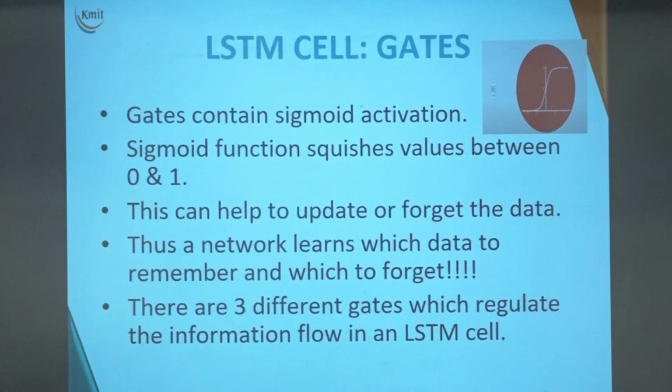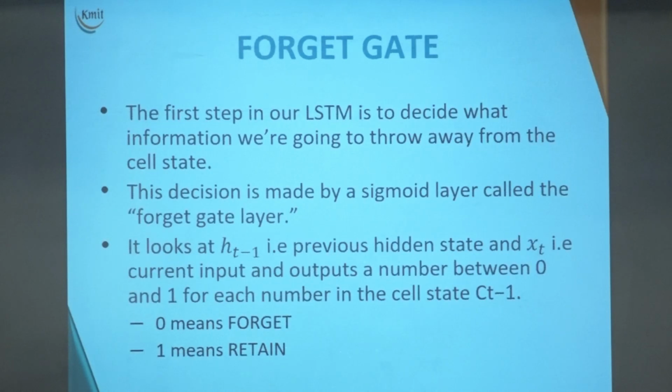And there are 3 gates that we are going to discuss about LSTM in detail. The first one is the forget gate. So what do you think will be the activation function associated with the forget gate? Sigmoid, because sigmoid is between 0 and 1, and this is your first step in our LSTM, where we are going to decide which information you are going to throw away, which information you are going to keep. That is the forget gate layer.